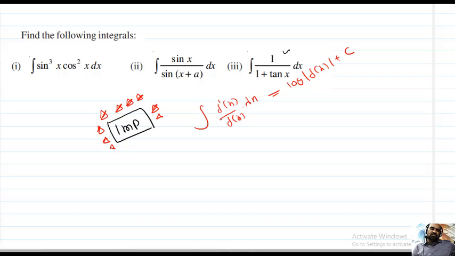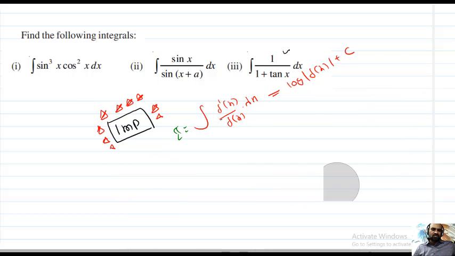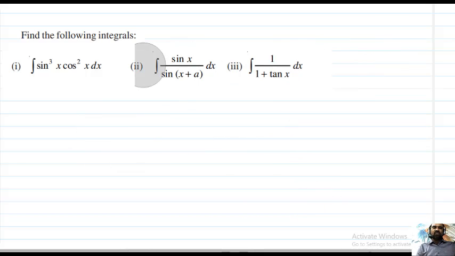Okay, so let f of x be t. So f dash of x into dx equals dt only. So this is I. Actually, what happened to I? Integral of dt by t only, that is equal to log mod t only, that is equal to log of f of x plus c. That's why this is important. You should remember this important property. Integral of f dash of x by f of x dx, directly we can say that it is logarithm of f of x plus c. So this is one of the interesting problems.